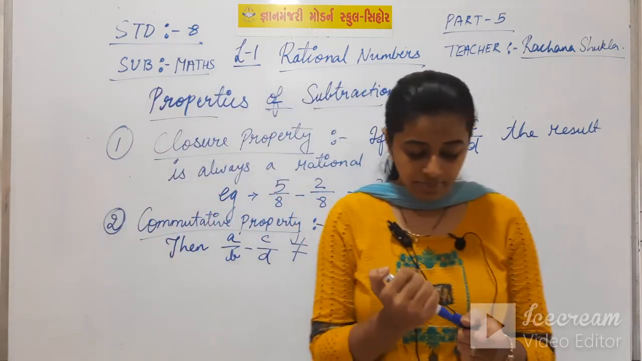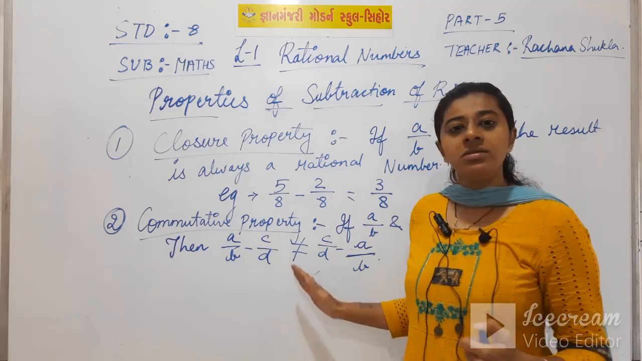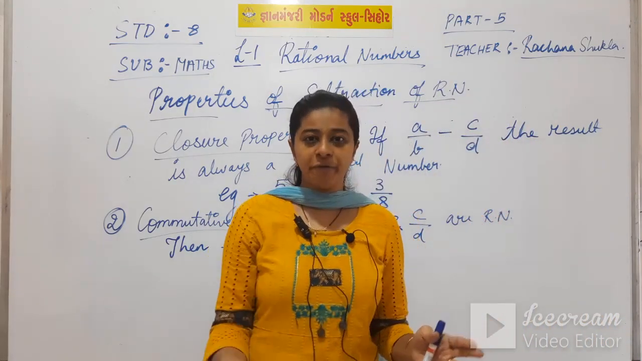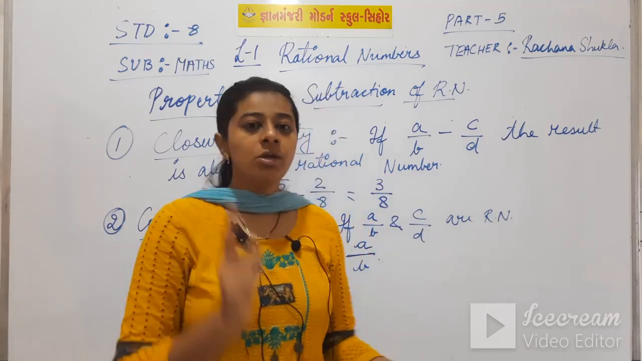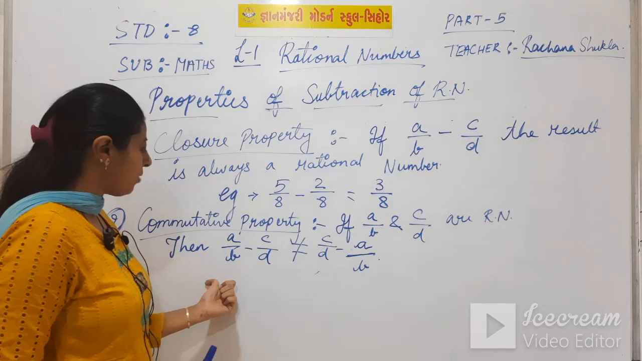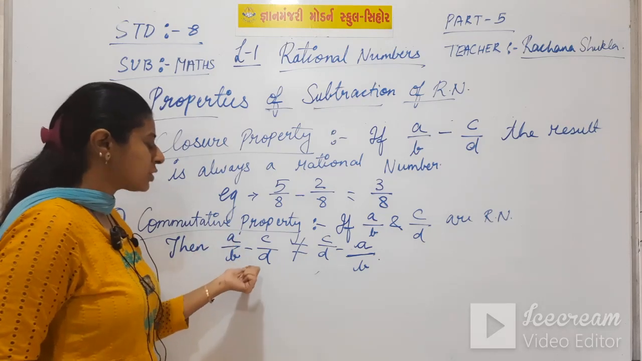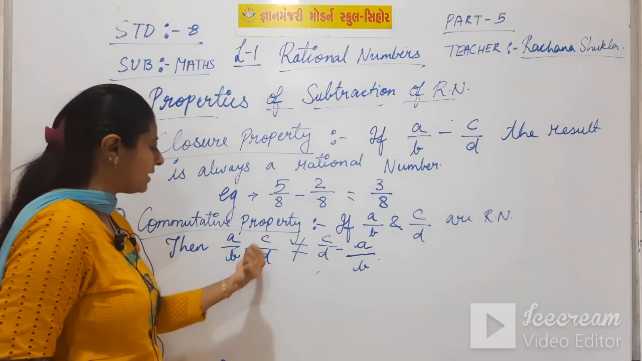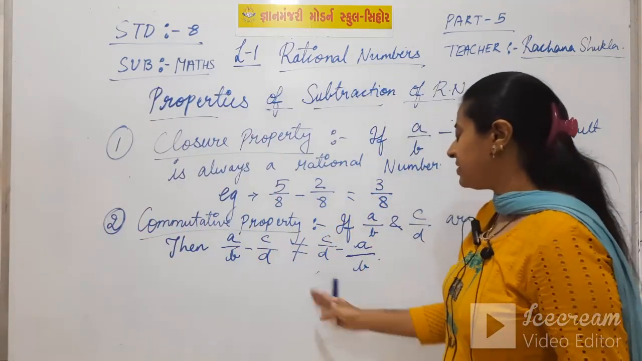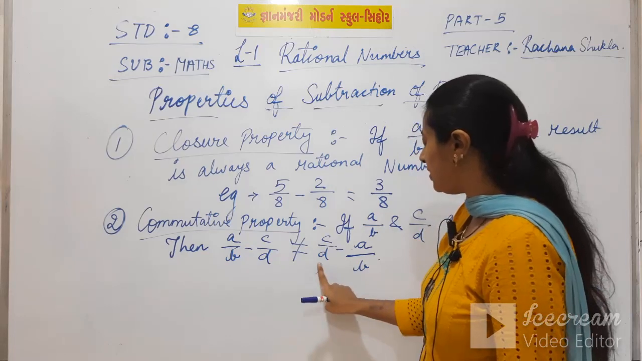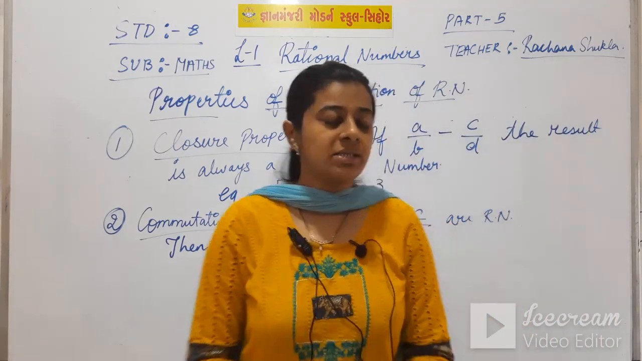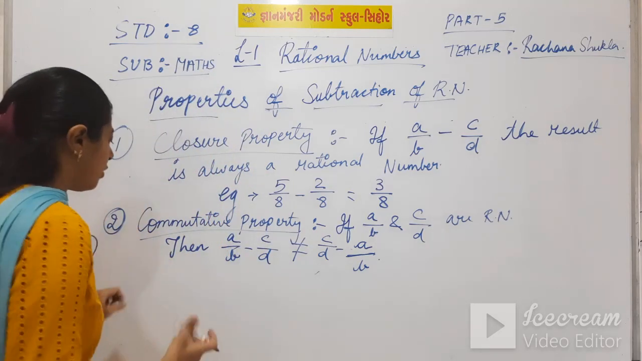That means in case of addition this property was possible. If you add 3 plus 5 or you add 5 plus 3, you will get the same answer. But in this case, if you subtract a upon b minus c upon d, and you reverse the numbers, that means you put this number first and then subtract, you will not get the same answer. Let's see one example of this.